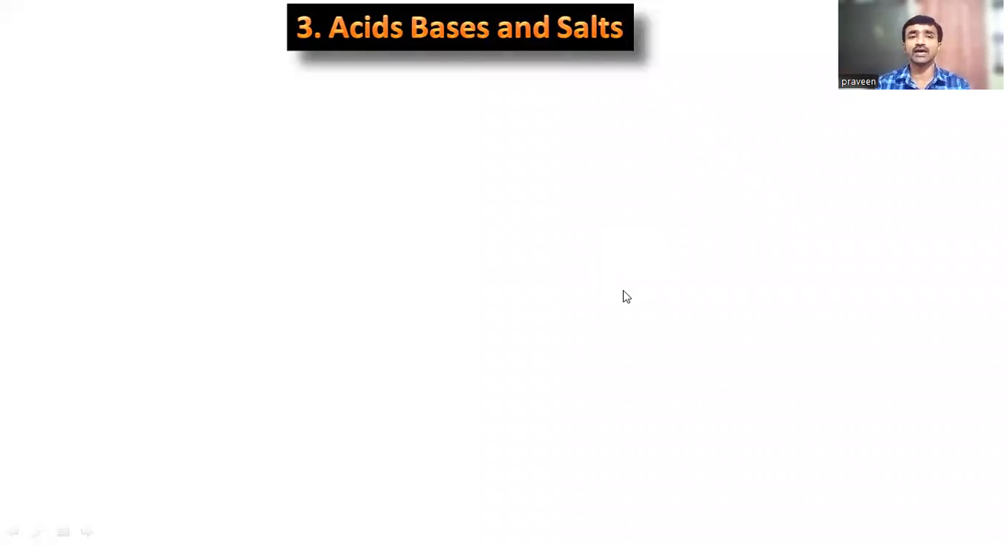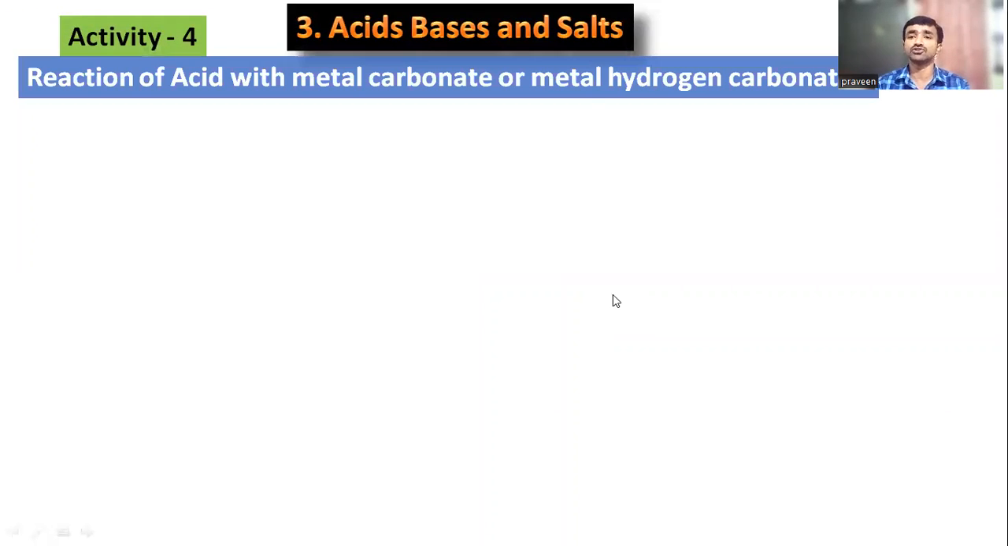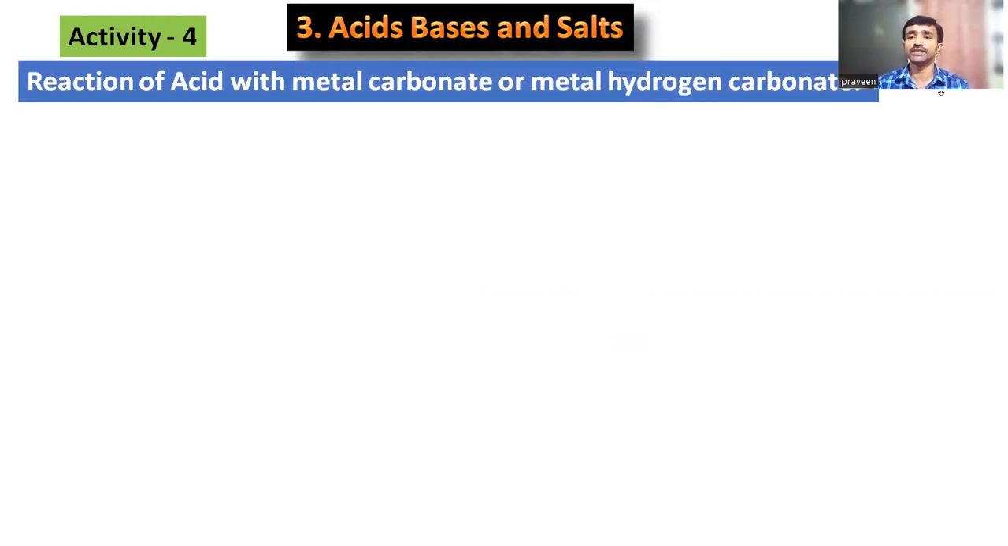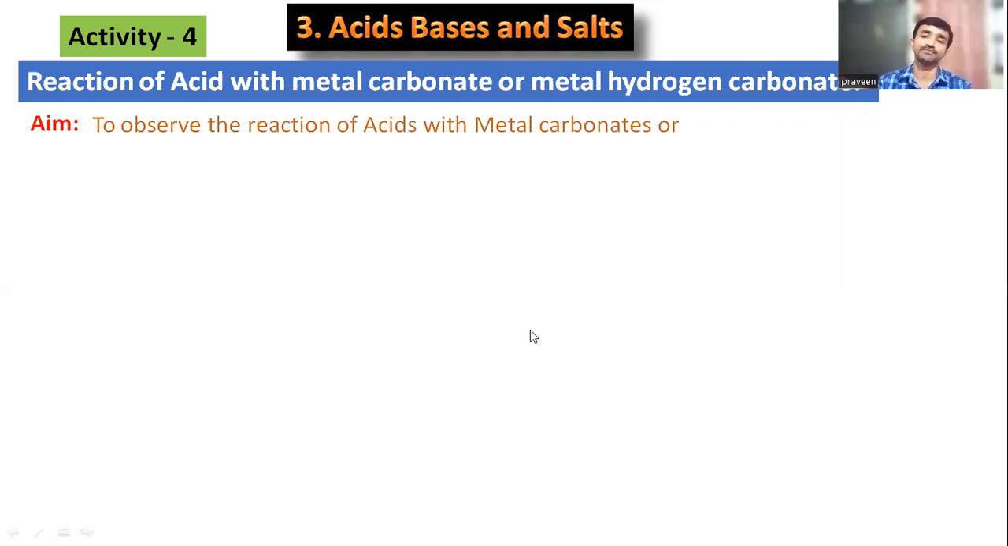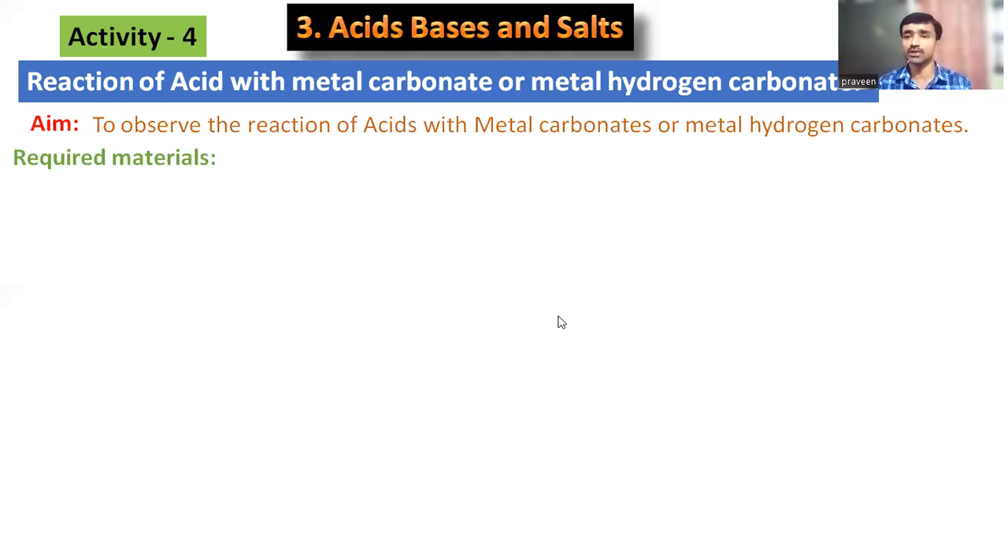So now we are studying the behavior of acids with metal carbonates or with metal hydrogen carbonates. Here we simply need to collect different materials. So what is our aim? To observe or to study the reaction of acid with the metal carbonate or with the metal hydrogen carbonate. For this I require a few materials that are available in the laboratory, and in your daily life also you have them, but not always, right?